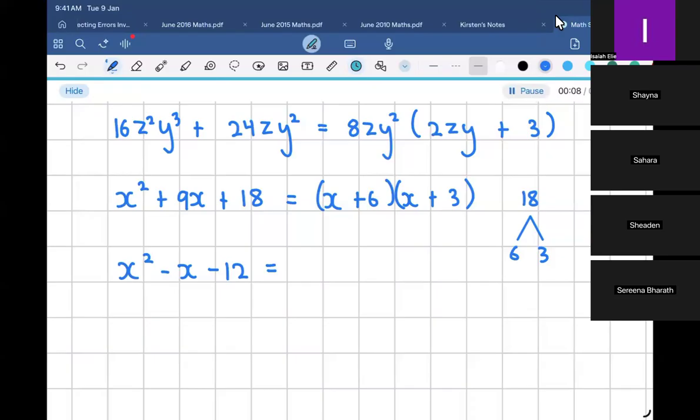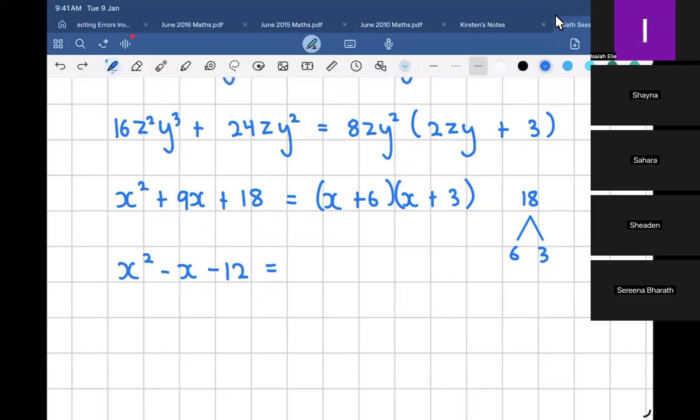All right, time is more or less up. So, Shayna, do you know how to answer this question? It's factorisation.